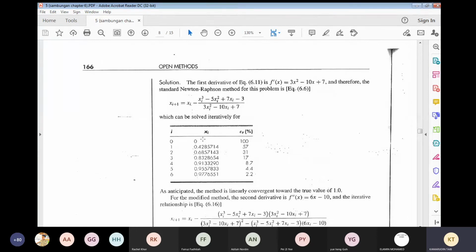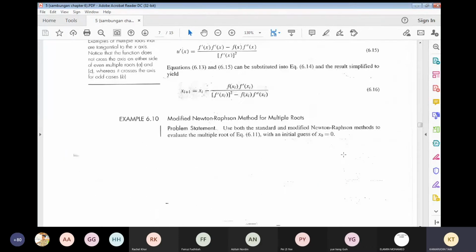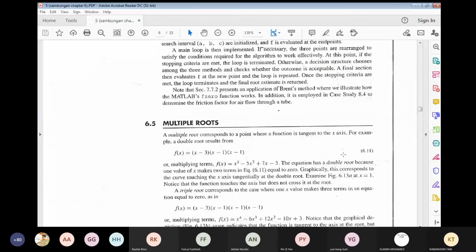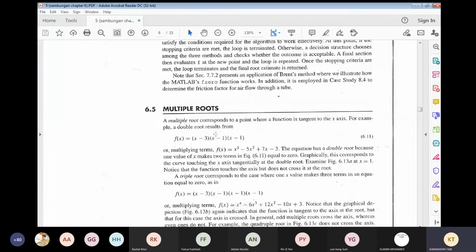We got 0.9976551 after 6 iterations. The true error for the 6th iteration is 2.2 percent compared to the true value, which is 1.0. One point oh is one of the roots. Here 1.0, and then the other root is 3.0.